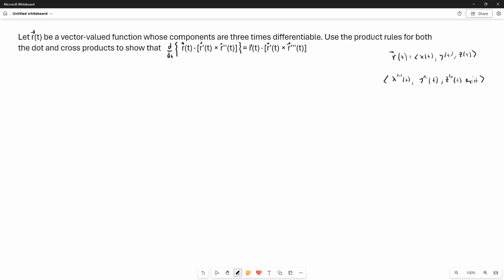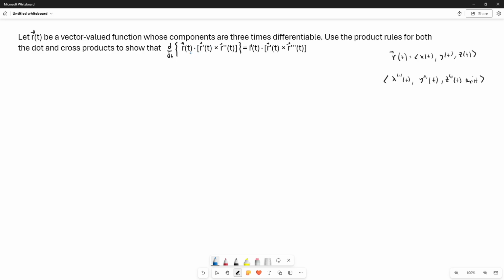So we would like to use the product rule for the dot product and the product rule for the cross product to show that the derivative of the scalar triple product of R with R prime and R double prime, so R dot the cross product of R prime and R double prime, is the scalar triple product of R with R prime and R triple prime. So R dot the cross product of R prime cross R triple prime. Okay, so let's get to it.